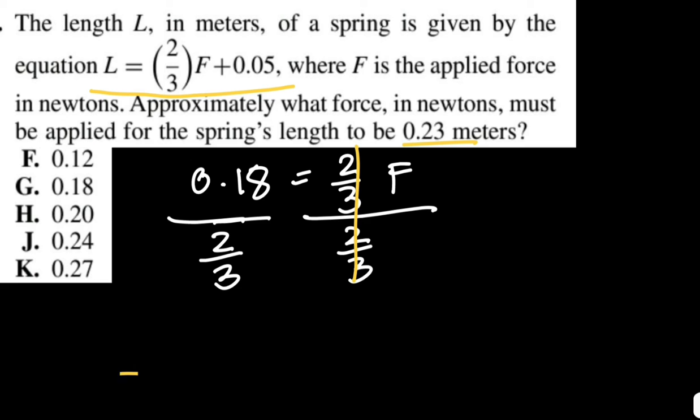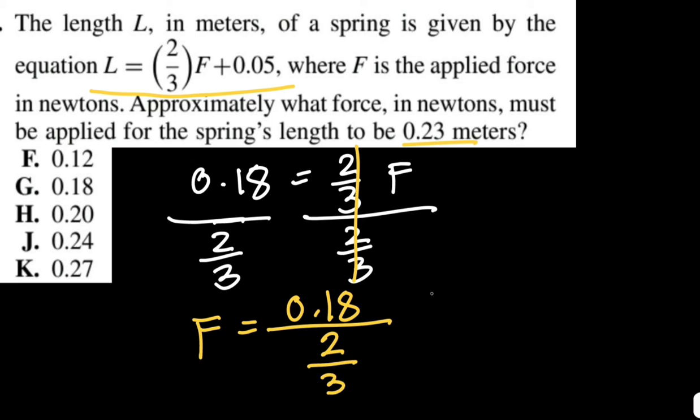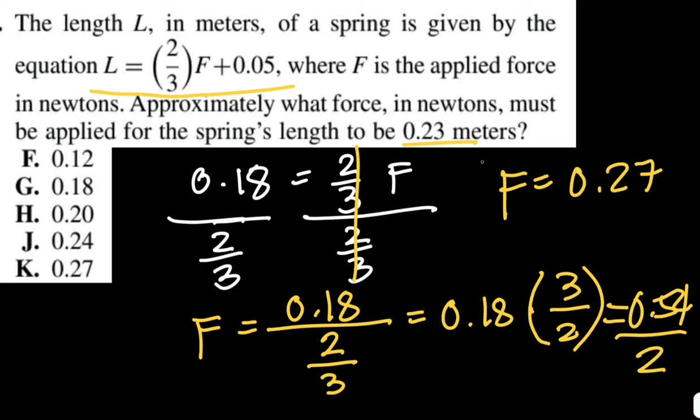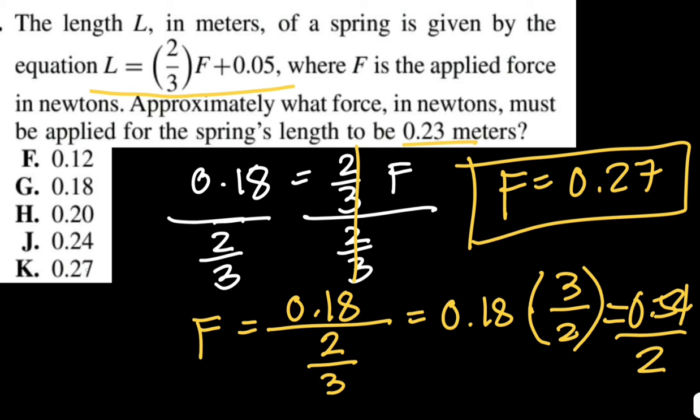Therefore, F is just 0.18 over 2/3. And then we flip 2/3. This would become 0.18 times 3 over 2. And this is just equal to 0.54 over 2, or F is just equal to 0.27. So the answer here is letter K.